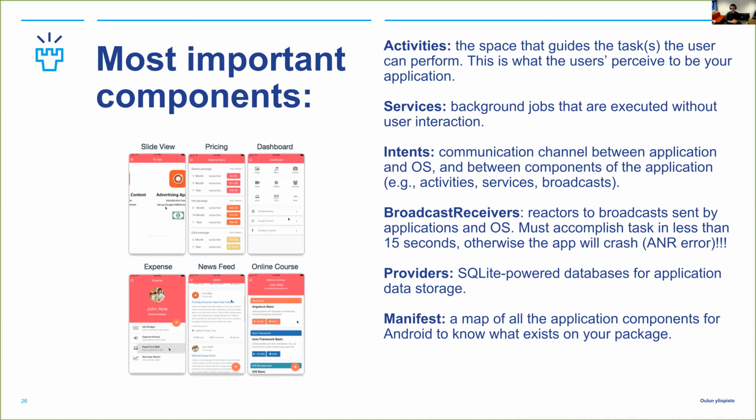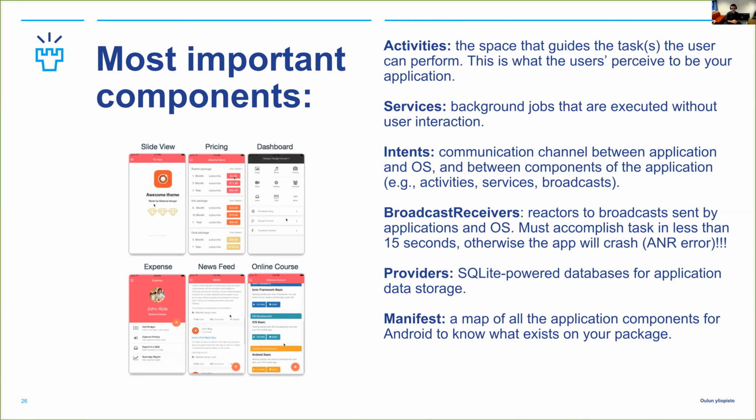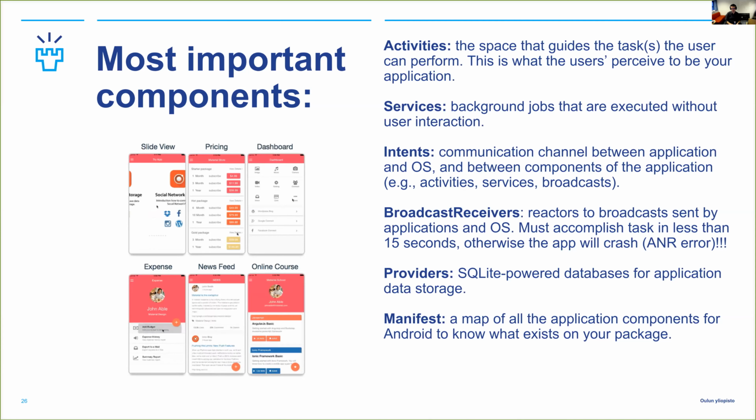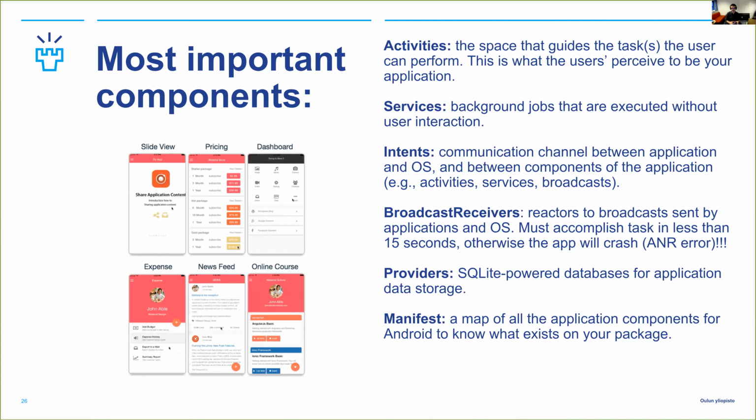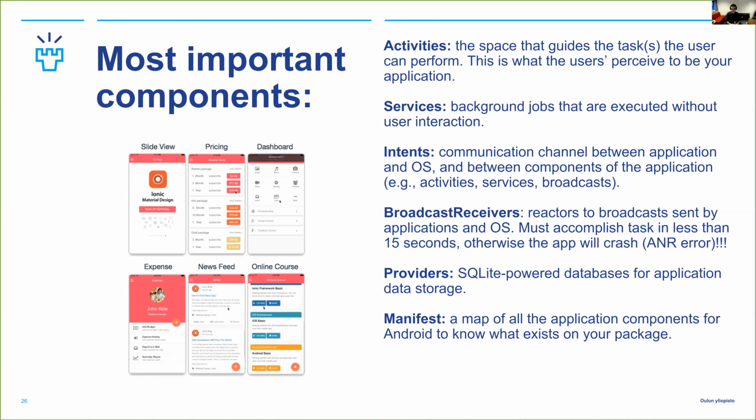There's a small thing that we need to be careful about here: when you create a broadcast receiver, whatever it has to do needs to be done within 15 seconds. That's just a rule, because if you don't, your application will crash, and we don't want that. These are the ANR errors, which means Android Not Responding. Android will think that your app has jammed and will kill your app. And you want to avoid that at all costs.